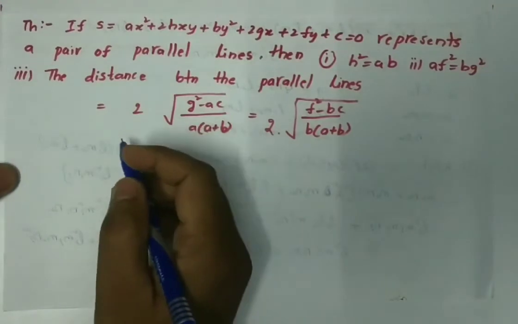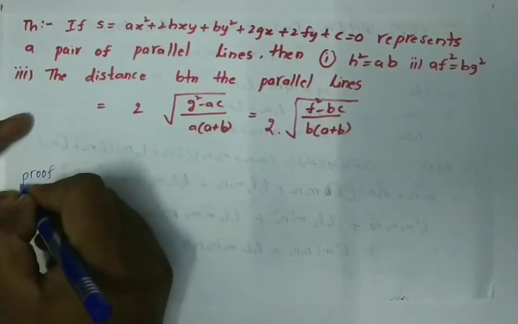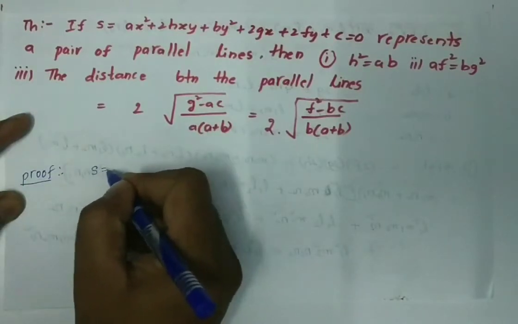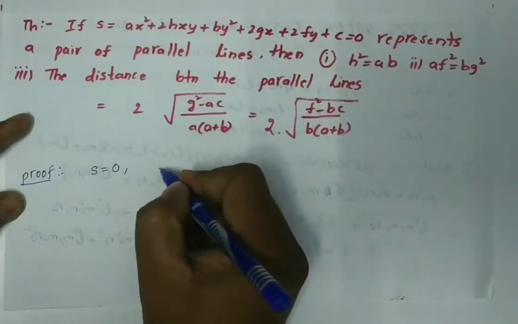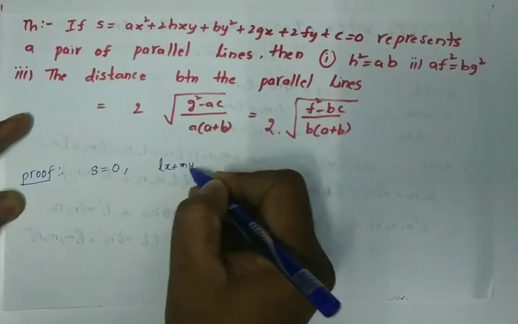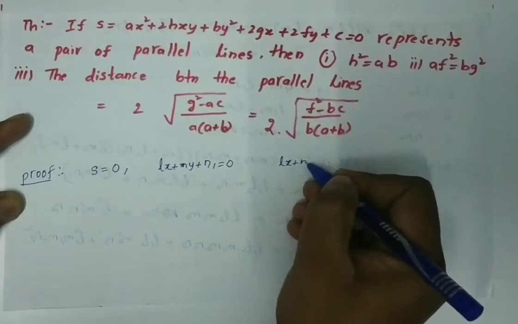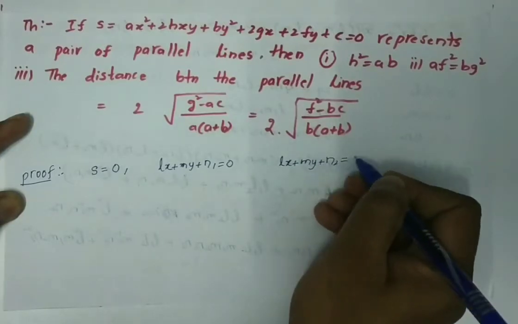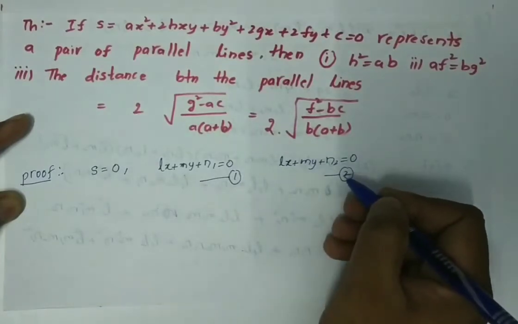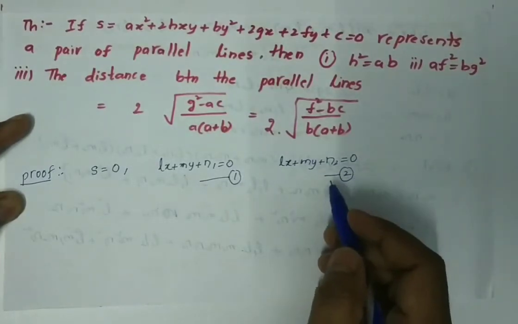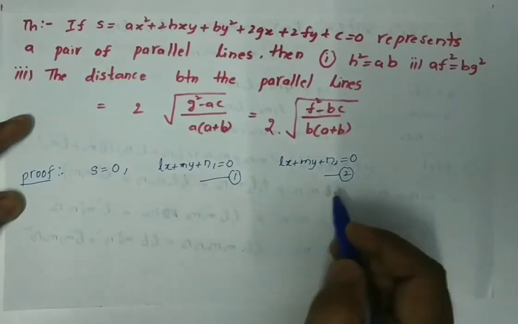Now let us see the proof of this theorem. If S = 0 represents the lines Lx + My + N1 = 0 and Lx + My + N2 = 0, let us name these as equation 1 and equation 2. Students, if you observe, equations 1 and 2 are parallel lines.